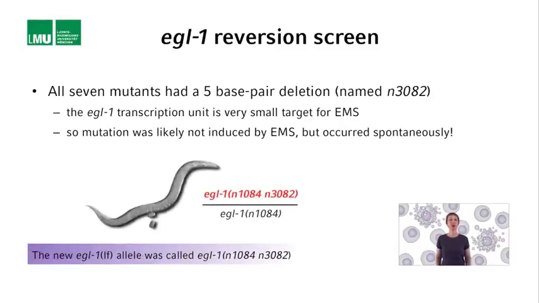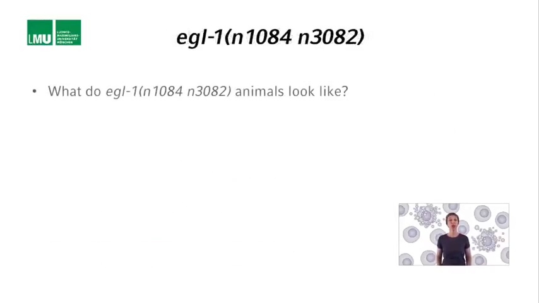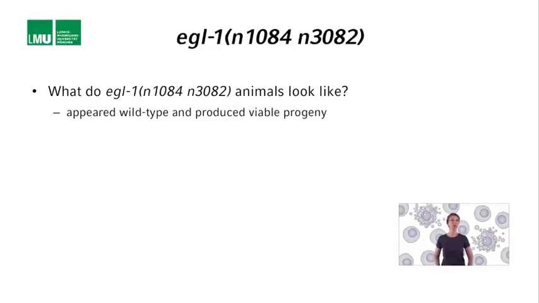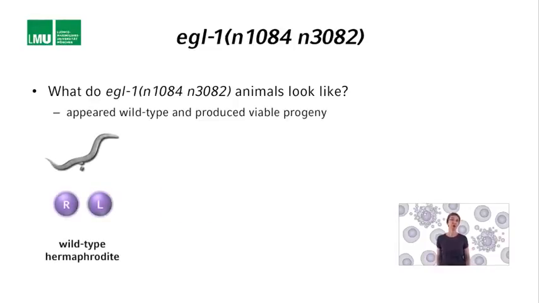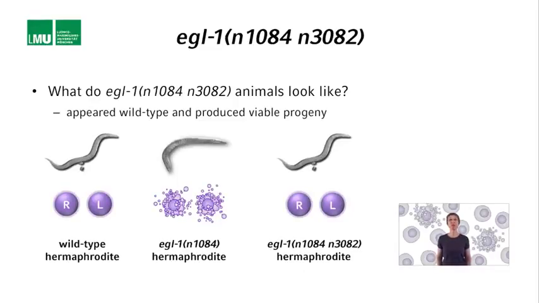As I just mentioned, I found 7 F1 animals that were no longer egg-laying defective. These animals were heterozygous for the N1084 allele and the new modified N1084 allele that carries the second mutation. I homozygosed the allele referred to as N1084 and N3082 and analyzed the animals. Homozygous N1084 and N3082 animals looked like wild type, and they produced viable progeny. I furthermore found that the HSNs were present again in N1084 and N3082 hermaphrodites.